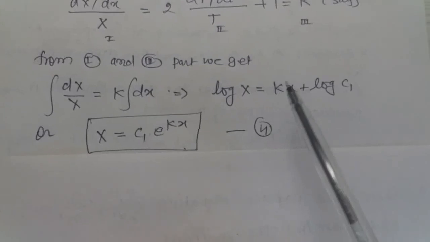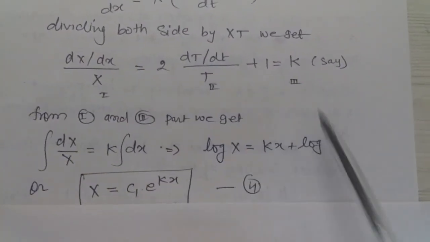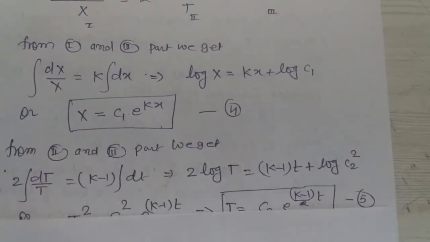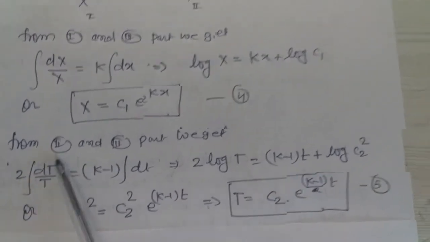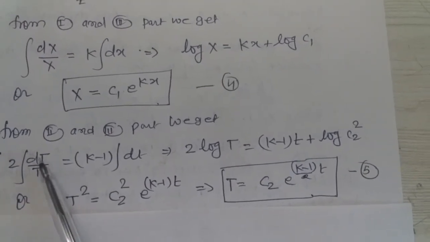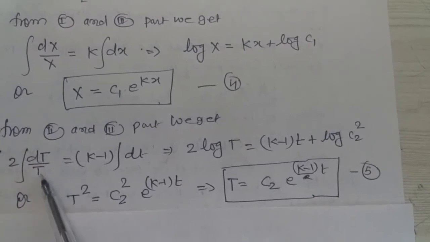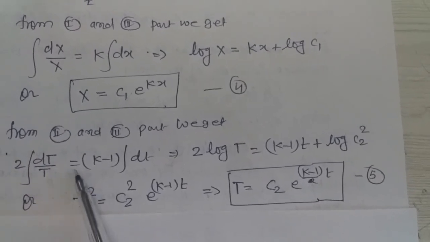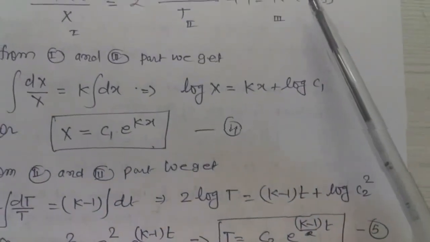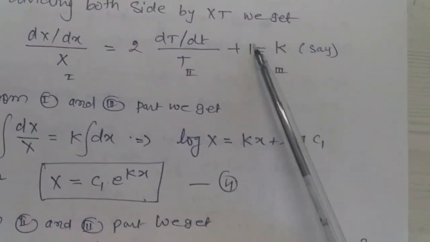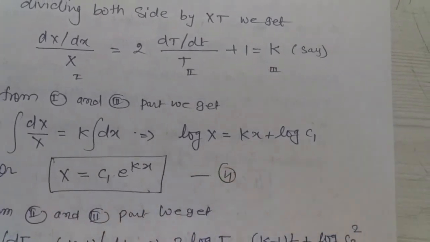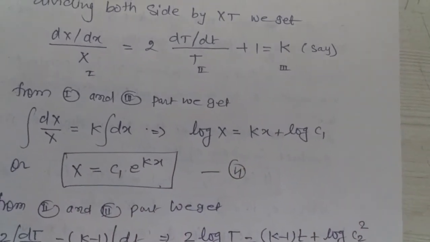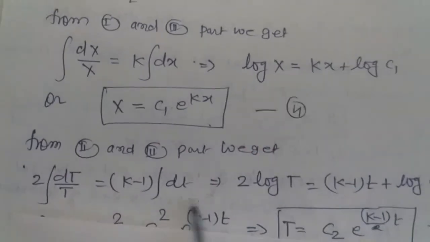Now we take second and third part, we get 2 times dT by dt, that is 2 times dT upon T equal to k minus 1, and dt we multiply on the right hand side. So we get this expression.